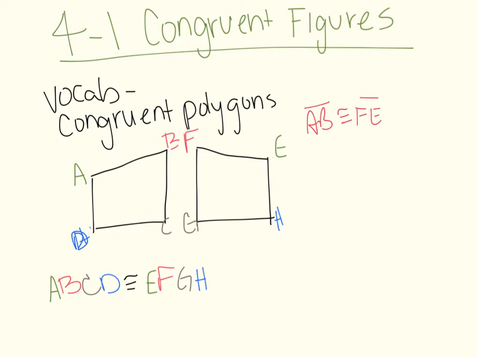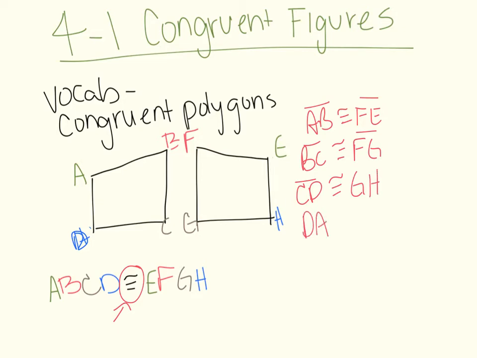Corresponding means that they're in the same position, but if these two figures are congruent, which we said they were right there, then that means that the side lengths that are corresponding are going to be congruent to each other. So AB and EF, BC and FG, CD and GH, and then DA and HE.